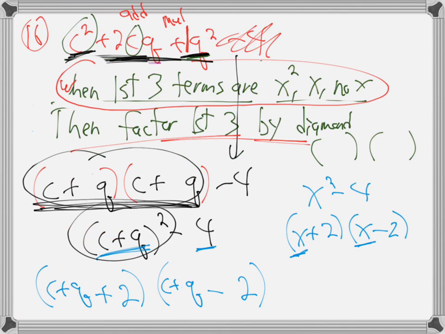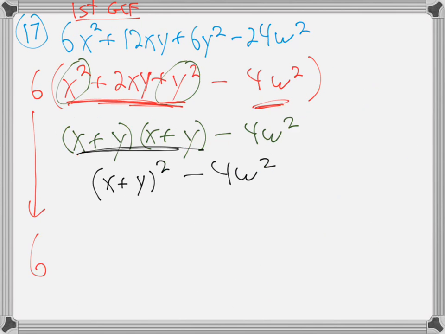Now, what do we do from here? What did I do back here? Once I had this squared and this, I just put the c plus q and the c plus q in the left, because that's c plus q squared. And the 2 and the 2, 1 plus 2, 1 minus 2, because that makes minus 4, huh? So that's what I do.